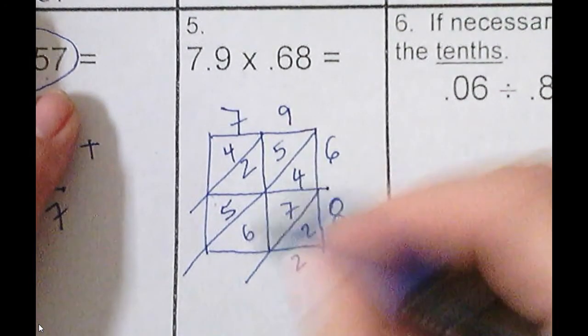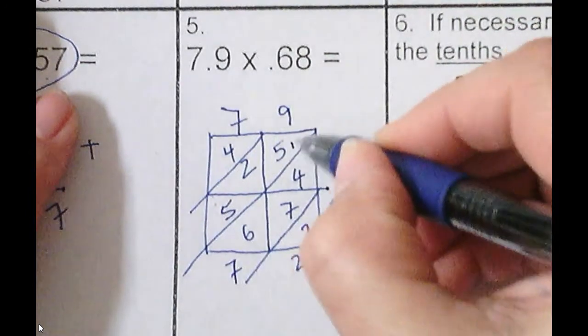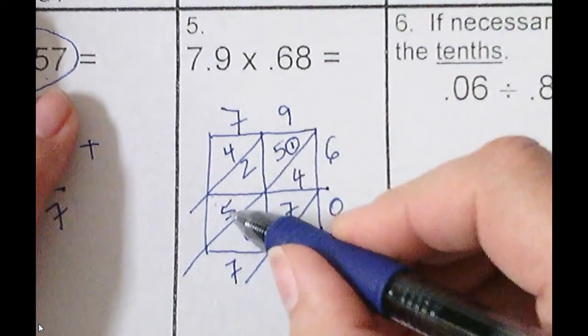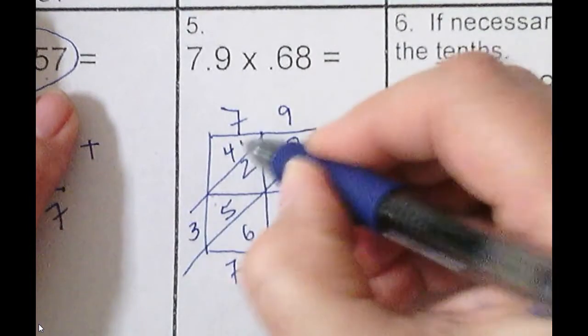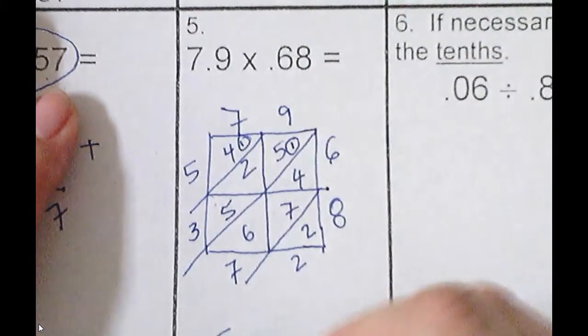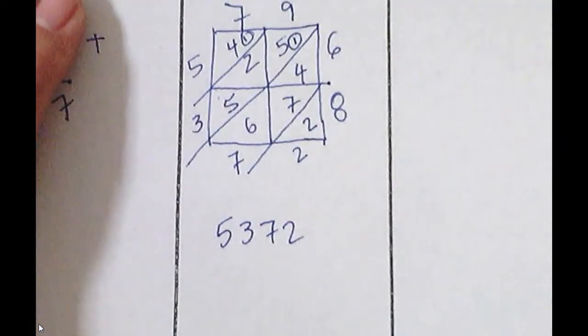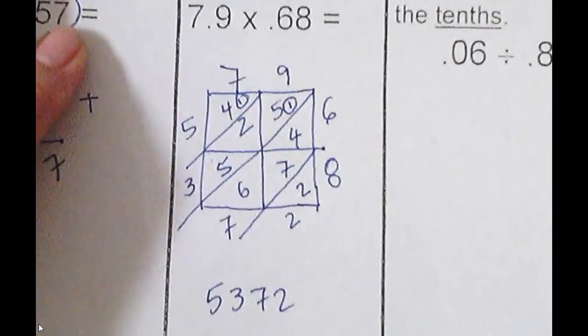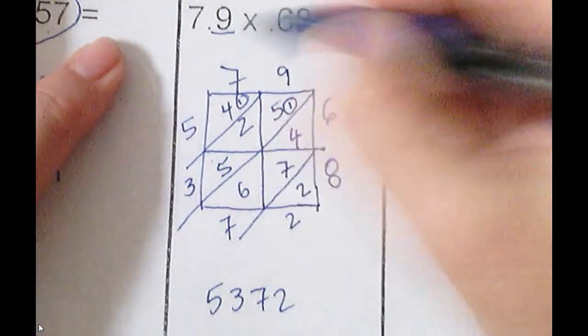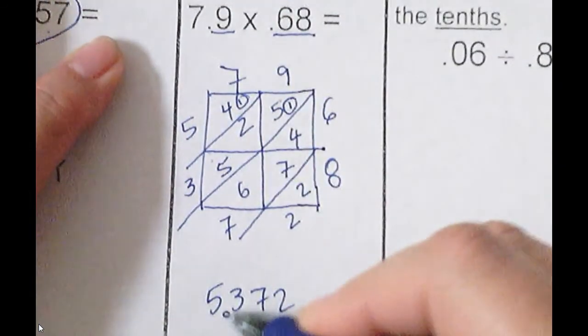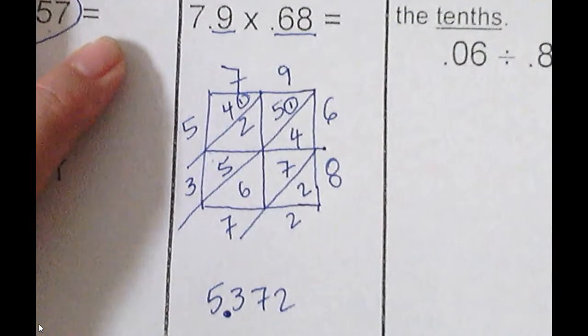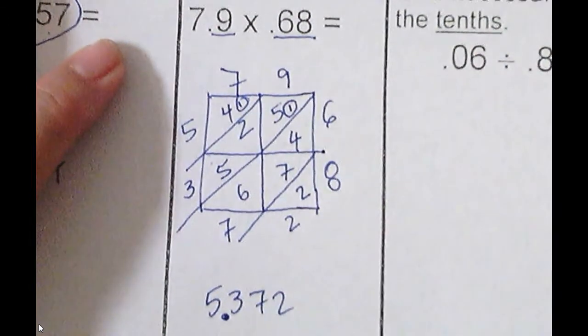2. That's 10, 17. Carry my 1 somewhere. So 5 plus 5 is 10, 12, 13. Carry my 1. That's a 5. So 5, 3, 7, 2. That's almost right. But what about the decimal? So if you look at the math problem, it has 3 numbers after the decimal. So your answer better have 3 numbers after the decimal. Question 6.